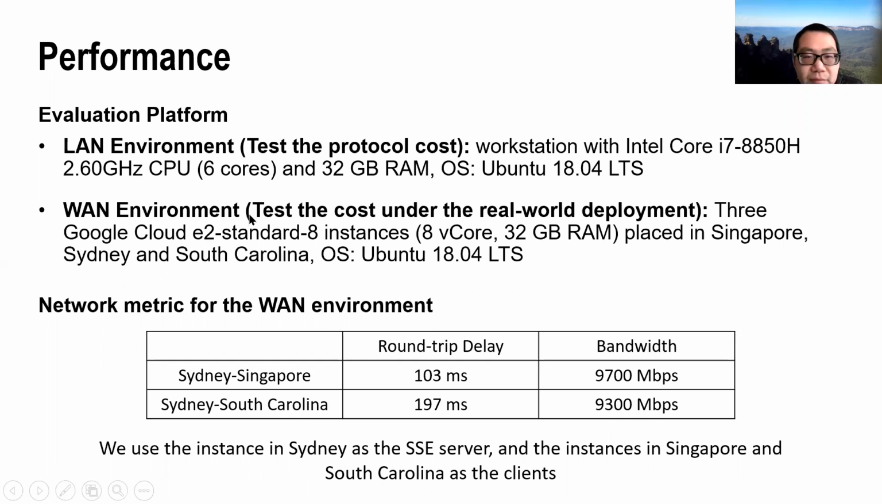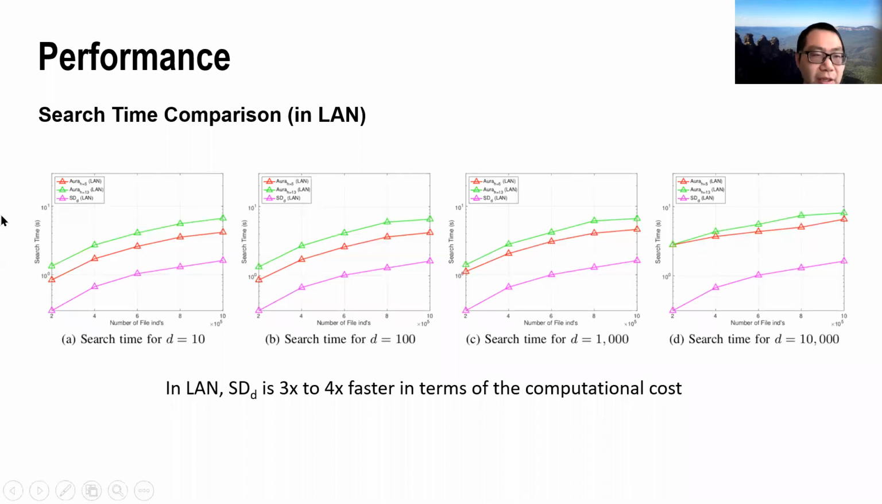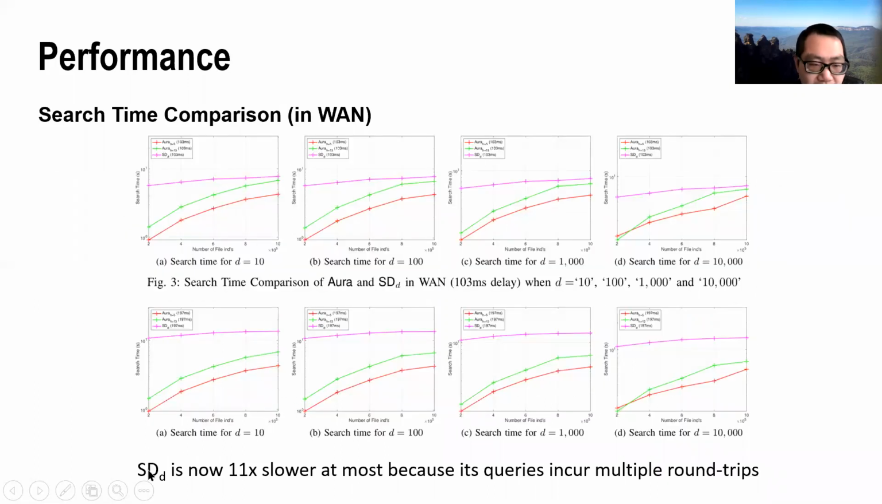The evaluation results demonstrate that in terms of the search time, in the LAN setting, our scheme Aura is at most 3 times slower than SDD. But in the WAN setting, SDD is about 11 times slower than our solution Aura.